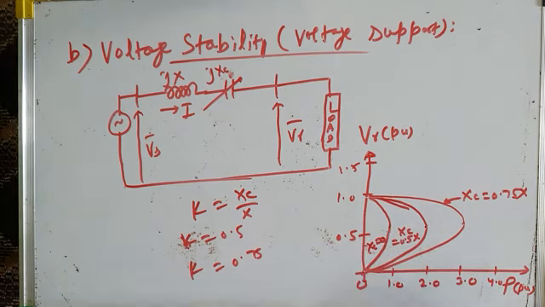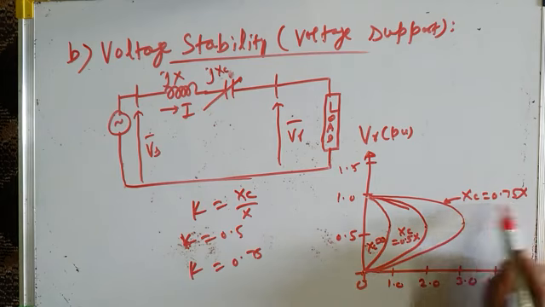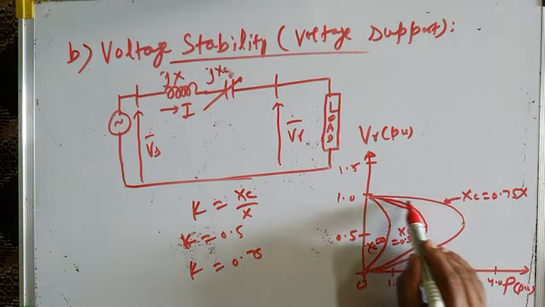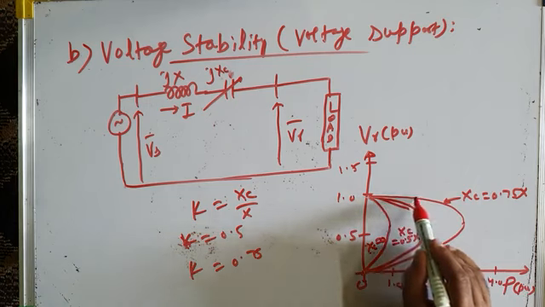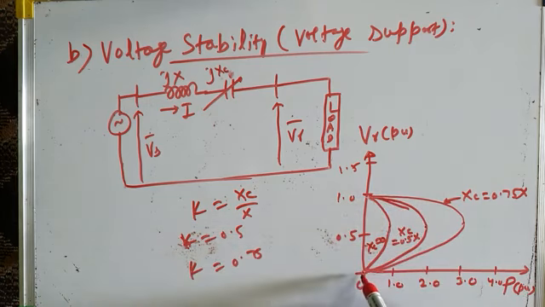And when you further increase the degree of series compensation from 50% to 75%, 0.75, the voltage almost remains constant. There is a very small drop in the voltage from no load to say 3 times the full load, when power is 3 per unit. And you can see the nose point is further shifted towards the right.